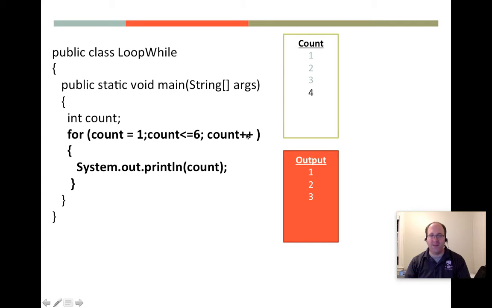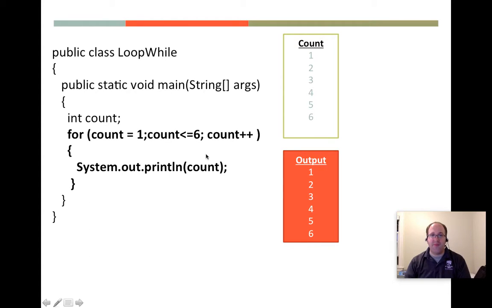Update count. Count's now at 4. Is 4 less than 6? Yes, it is. Print that 4. Increment count to 5. Is 5 less than 6? Yes, it is. Please print count. Increment count. Count is now 6. Cool. Is 6 less than or equal to 6? Yes, it is. Please print it.